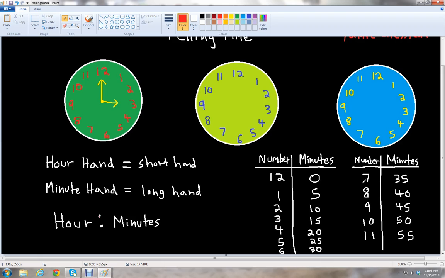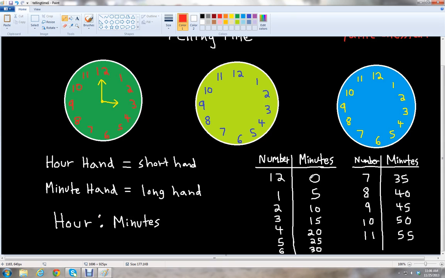And then we have the number 7, that's 35 minutes. 8 is 40 minutes. And we have 9, 45 minutes. 10 is 50 minutes. 11 is 55 minutes. And then when we get back to 12, we start a new hour again with 0 minutes.